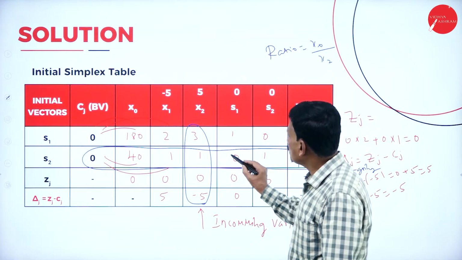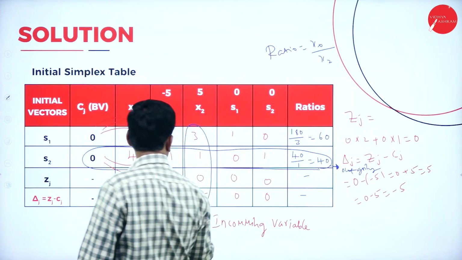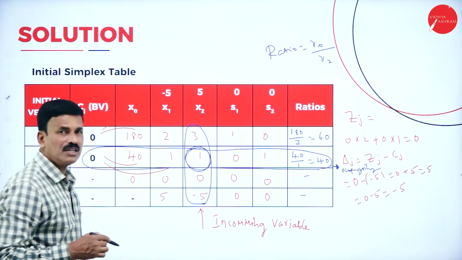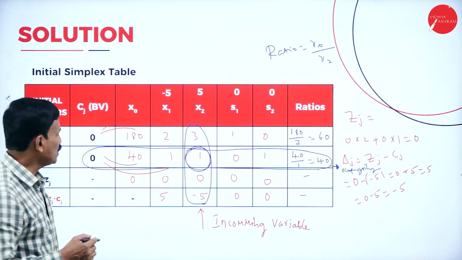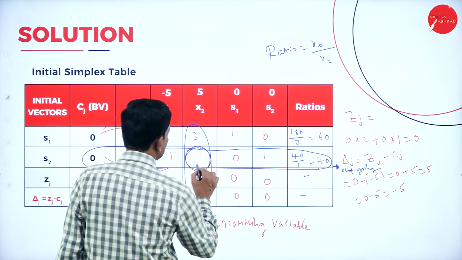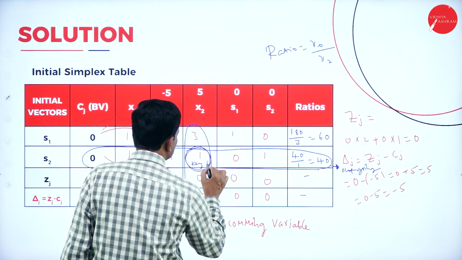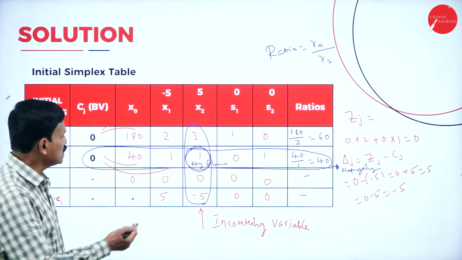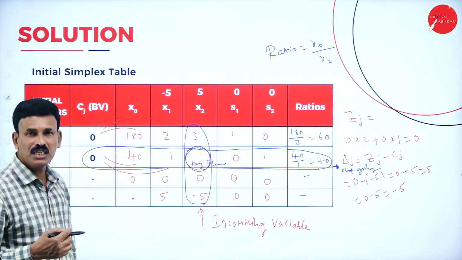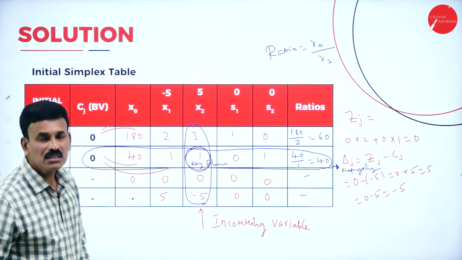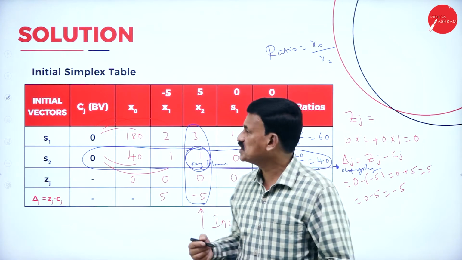And here, since the intersection of these two is 1, this is already 1. If it is not 1, make it 1 by dividing throughout by that key element. Here the key element is 1, this is the key element. But since for this problem the key element is 1, I will go straight to the next simplex table, that is the first iteration table.